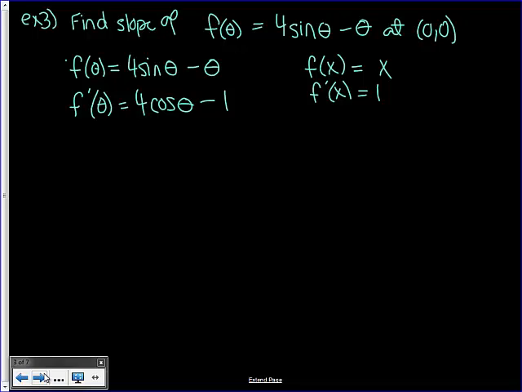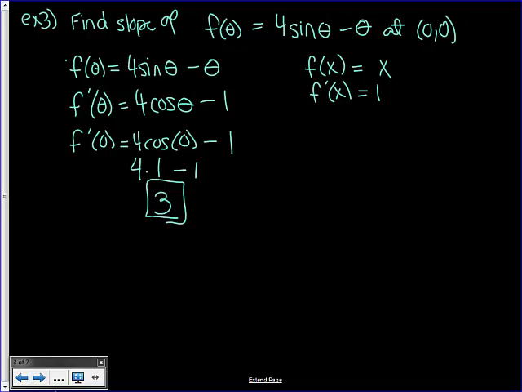Okay, so we're going to take 0 and stick it in. So f prime of 0 equals 4 times the cosine of 0 minus 1. Well, what's the cosine of 0? Cosine of 0 is 1. So 4 times 1 minus 1. 4 times 1 is 4, minus 1 is 3. And that is, again, my slope.